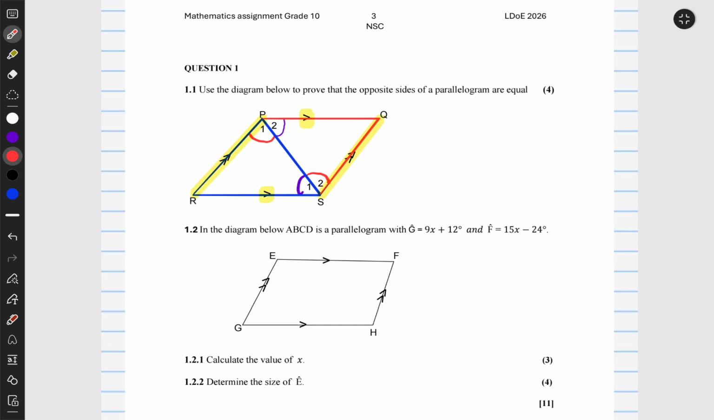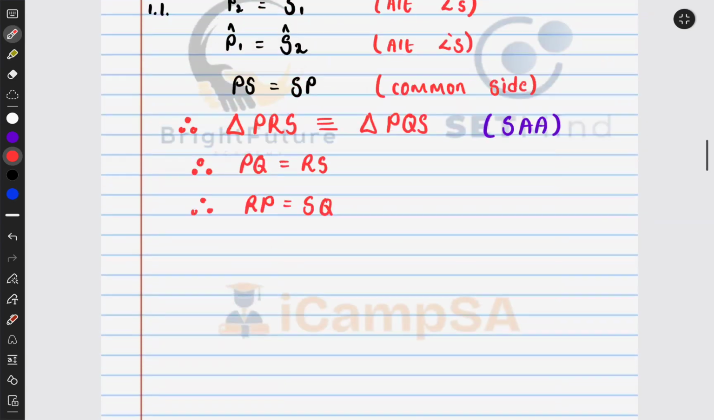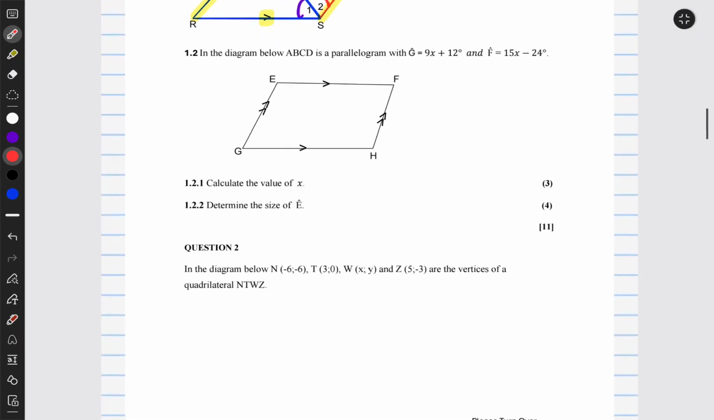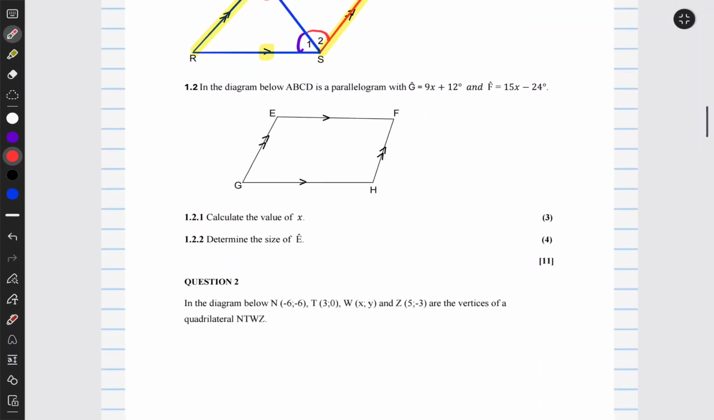Okay, and then next, for 1.2, we are asked: in the diagram below, ABCD is a parallelogram with angle G equal to 9x plus 12 degrees and angle F equal to 15x minus 24 degrees. We must calculate the value of x.